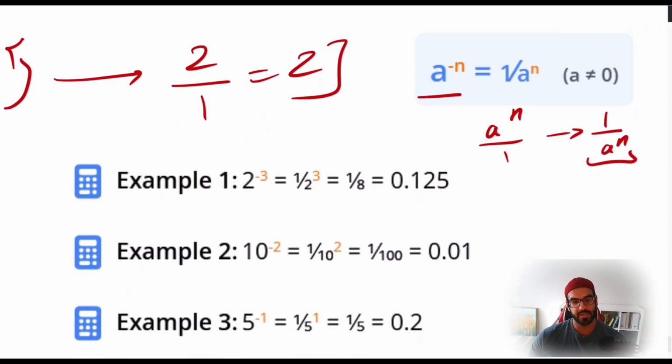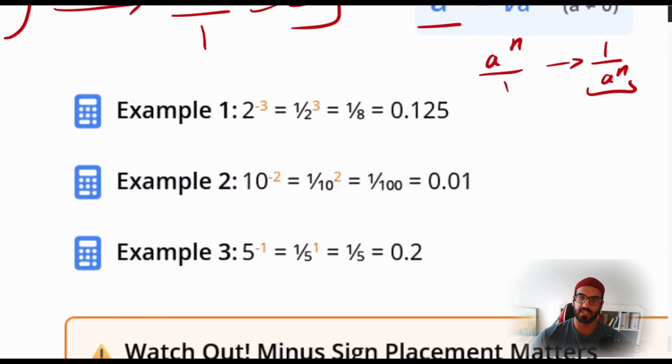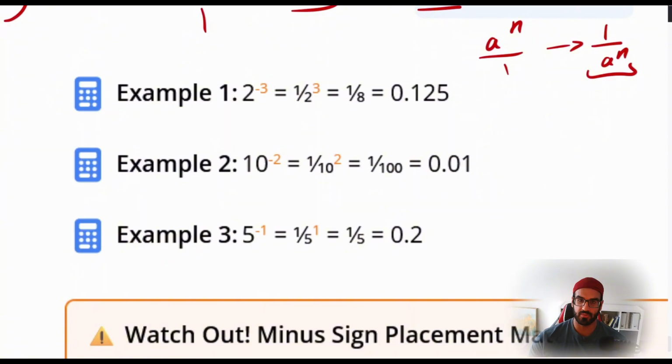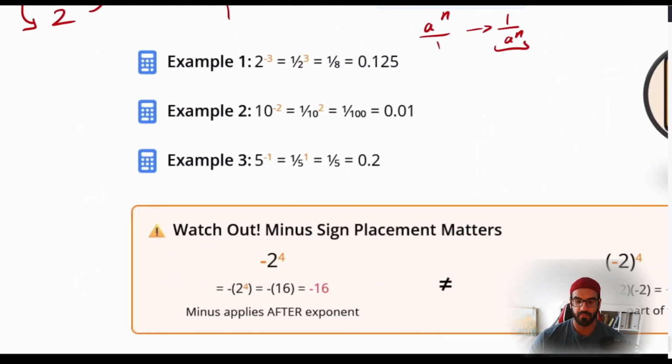I have 2 to the power of negative 3. It actually means that it is 1 over 2 to the power of 3. Remember, keep the negative 1 out of your sight, and after that, find the reciprocal. Negative 1 means reciprocal. So 1 divided by 2 to the power of 3, 1 over 8. 10 to the power of negative 2 is 1 divided by 10 to the power of 2, which is 1 divided by 100. And 5 to the power of negative 1 is just 1 divided by 5.